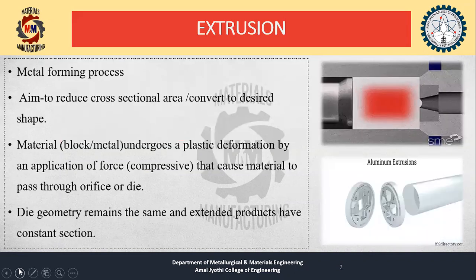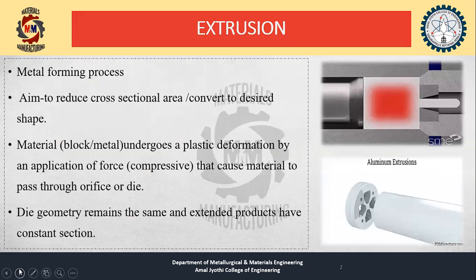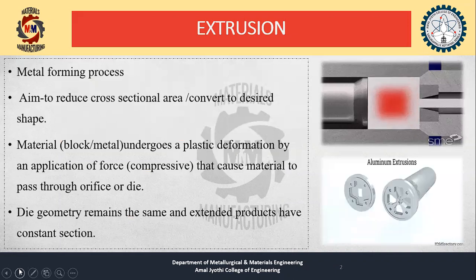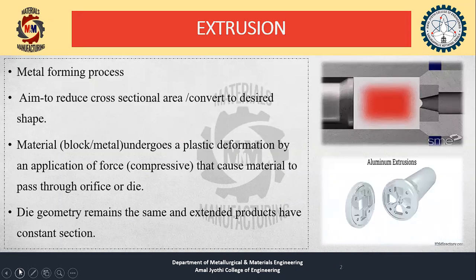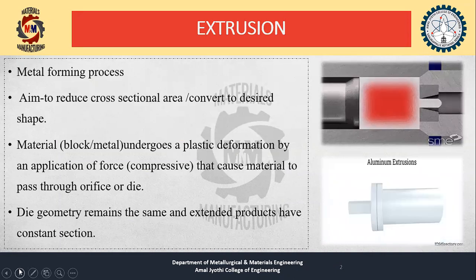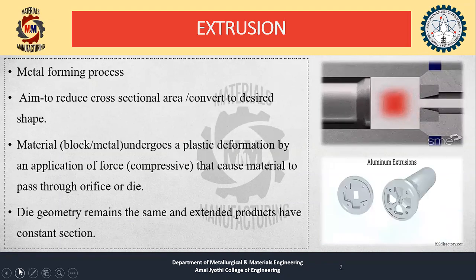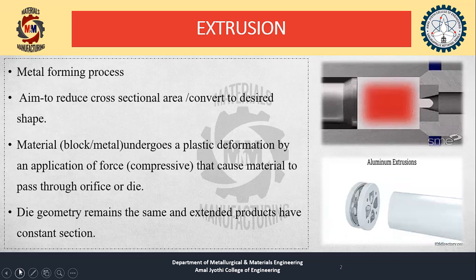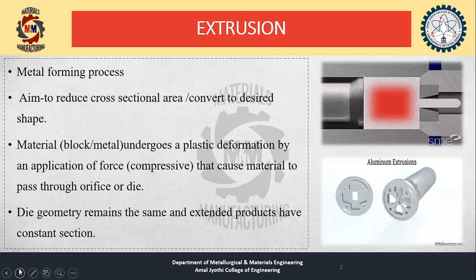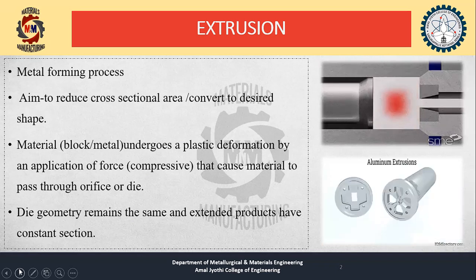So, extrusion is a metal forming process, and the main aim is to reduce the cross sectional area or to convert it to a desired shape. Mainly, in the extrusion process, a material called a billet or an ingot will undergo plastic deformation by application of a compressive force, and it will cause the material to pass through the orifice or die.